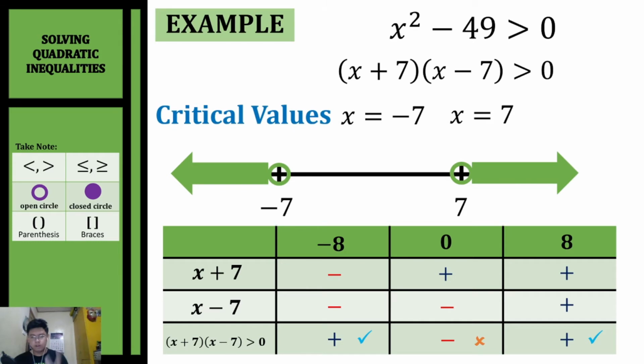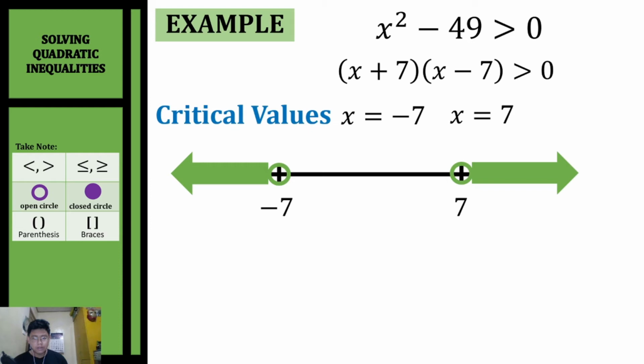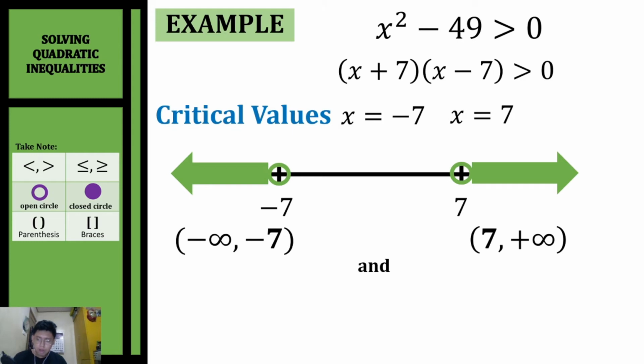Okay, so we completed our table of signs. We can now conclude with our answer. Our solution for this quadratic inequality will be from negative infinity to negative 7 and from 7 to positive infinity. Now, take note, we use the parentheses in enclosing our critical values. This will signify that our critical value is not part of our solution. It will just serve as our boundary.